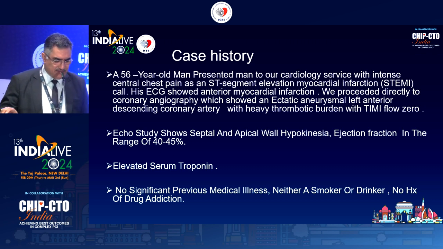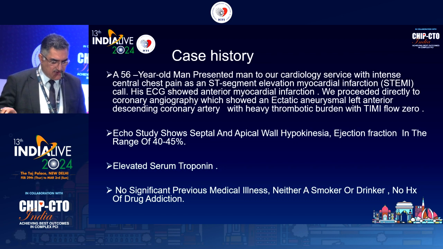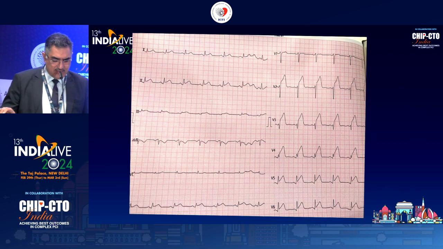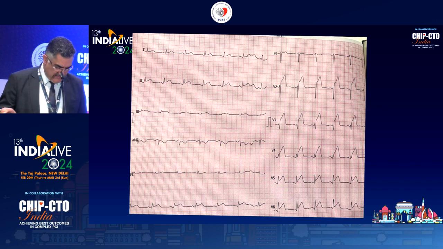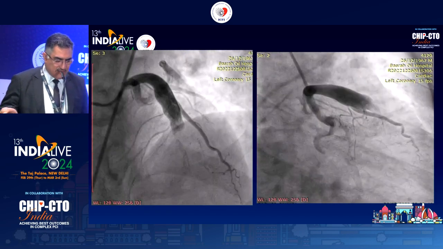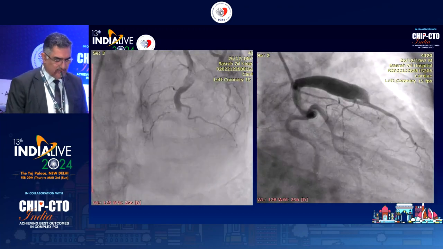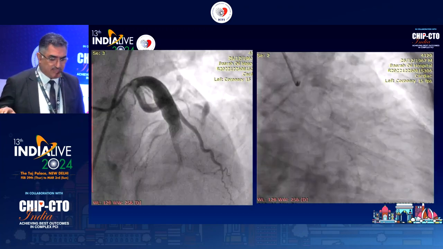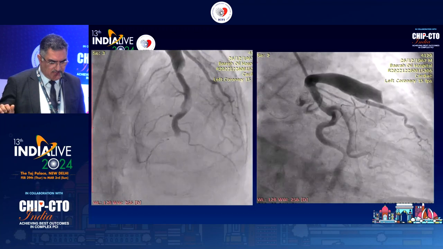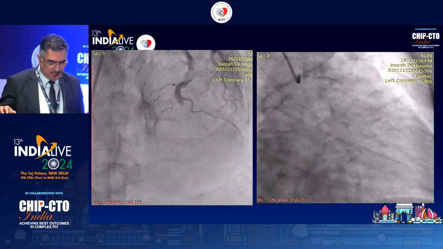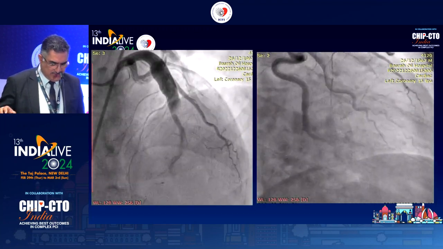The patient definitely had elevated serum troponin, no significant previous medical illness, and was neither a smoker nor a drinker nor a drug addict. And this is clearly the ST changes seen in anterior leads with other changes also involving the inferior. And this is the coronary angio, which shows the area of ectasia with very slow flow, distally heavy thrombus burden.